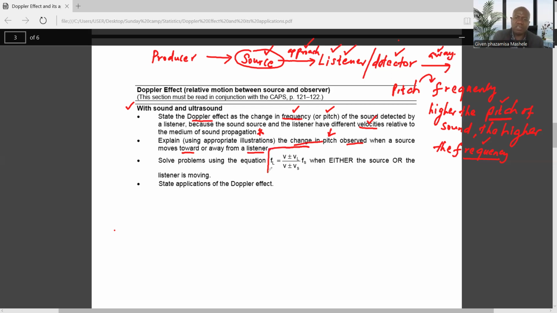Then again, we are going to solve problems using the Doppler effect equation. And this equation, guys, is very, very important. You need to know it, especially when the source or the listener is moving, either towards or away.